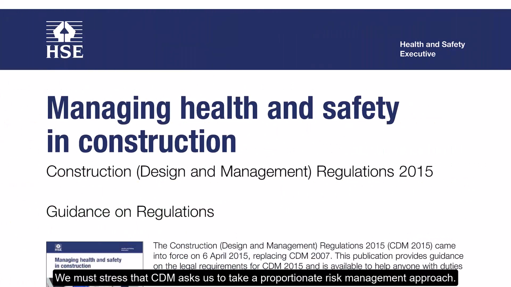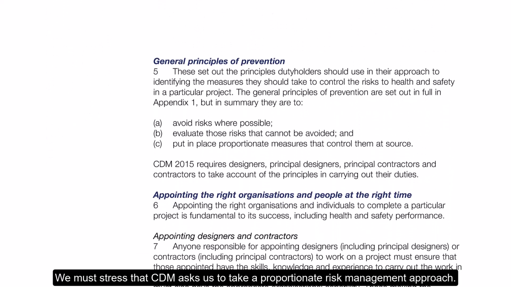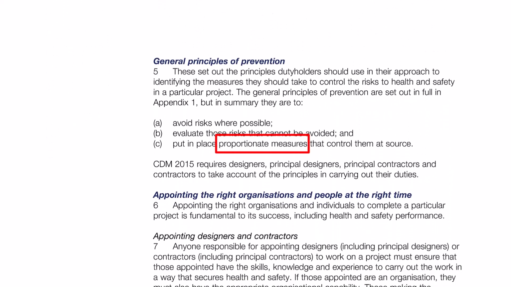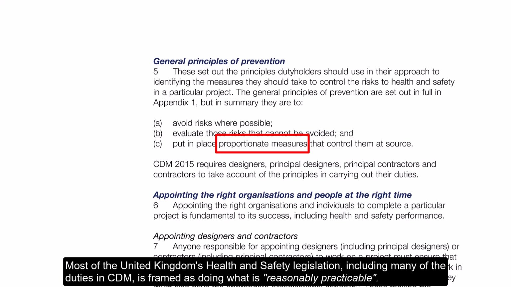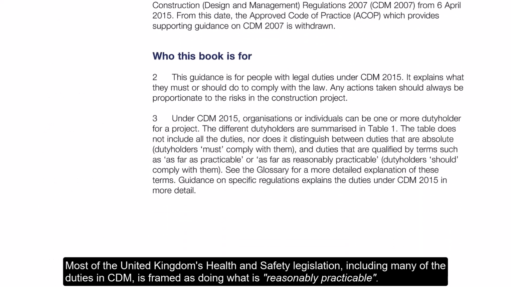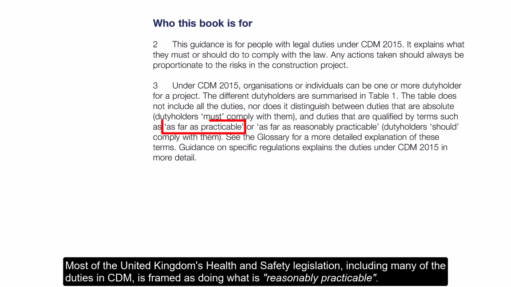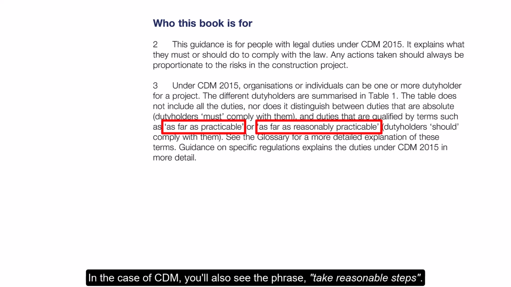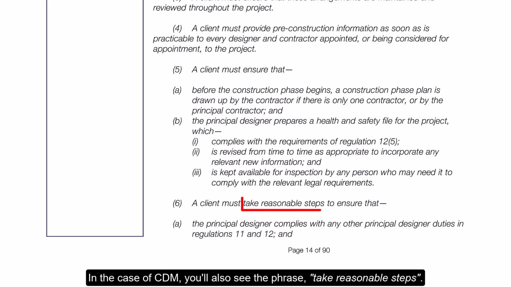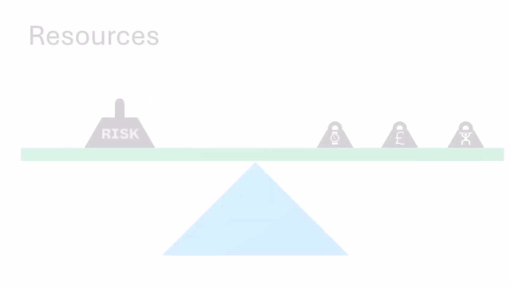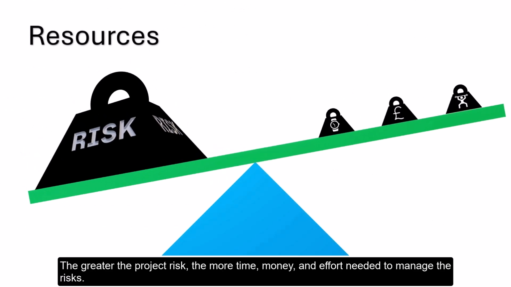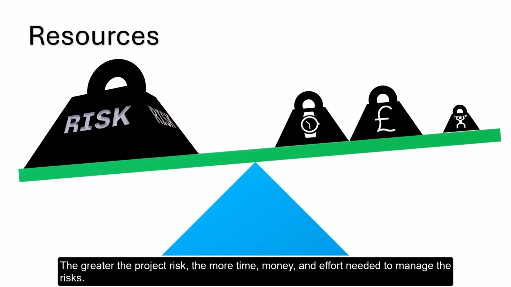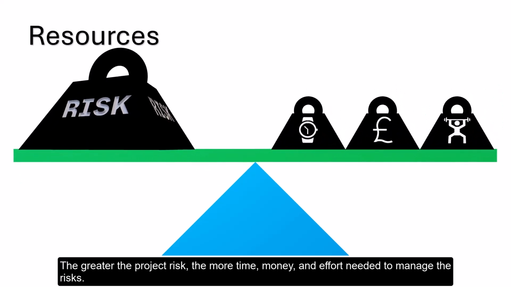We must stress that CDM asks us to take a proportionate risk management approach. Most of the United Kingdom's health and safety legislation, including many of the duties in CDM, is framed as doing what is reasonably practicable. In the case of CDM, you'll also see the phrase, take reasonable steps. The greater the project risk, the more time, money, and effort needed to manage the risks.